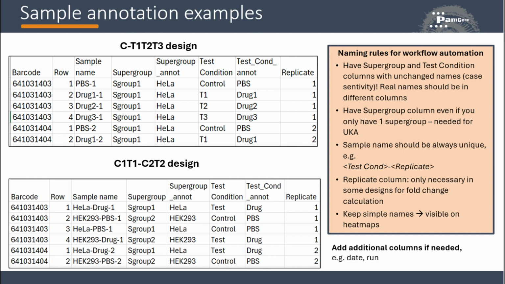However, you also need to add your annotation as well, which you can do in separate columns. We name these columns supergroup_annot for annotation, but you can name these columns differently. Here you can add the real names of your conditions. We suggest to give short names, since they will look much better on heat maps. And, of course, you can have additional columns if it comes handy for you, for example the date of the run or the experiment number.